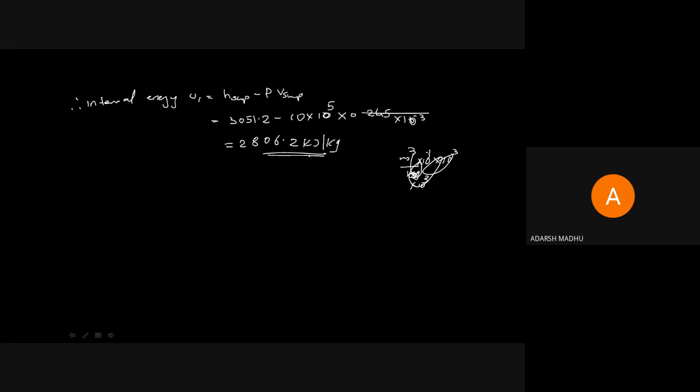So the first question is complete: calculate the internal energy per kilogram of superheated steam. The equation is U equal to H superheat minus P into V superheat. H superheat we already got from above. V superheat by relation, Vg by Ts equal to V superheat by T superheat. Vg and Ts can be found using steam tables. The pressure is given, thereafter V superheat is found, and finally internal energy is 2806.2 kilojoule per kilogram.